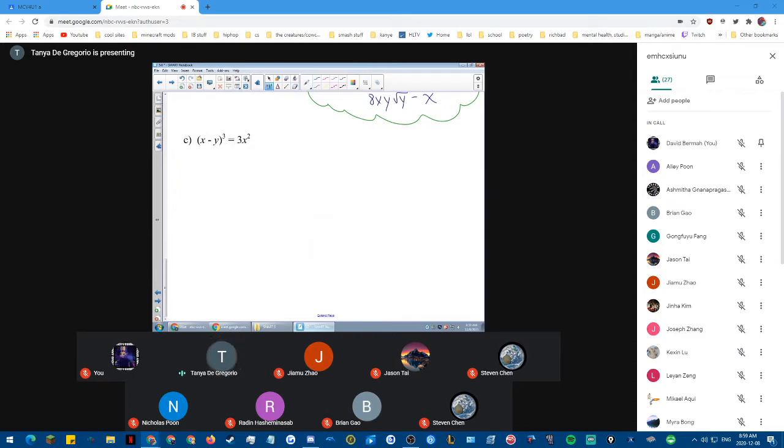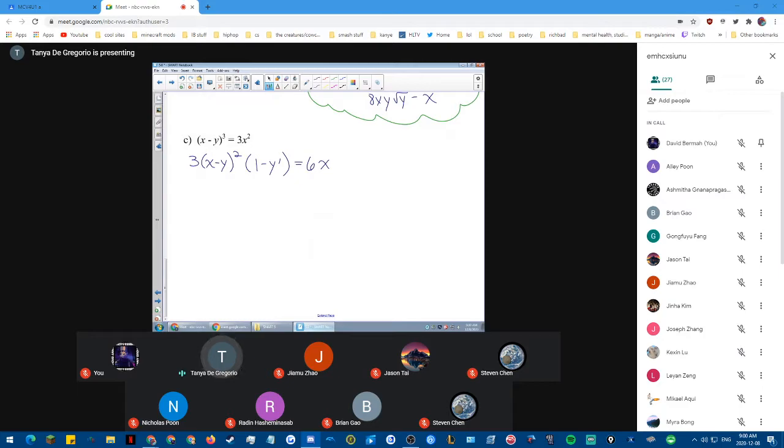All right, so I have (x minus y) all cubed equals 3x squared. So I don't want to expand this and solve for y. We're going to do it implicitly. And so the 3 comes down, (x minus y) squared. And now I have to multiply by the derivative of the inside. Derivative of x is 1. But the derivative of negative y is negative y prime. Do I see that? And then on this side, I have equals 6x.